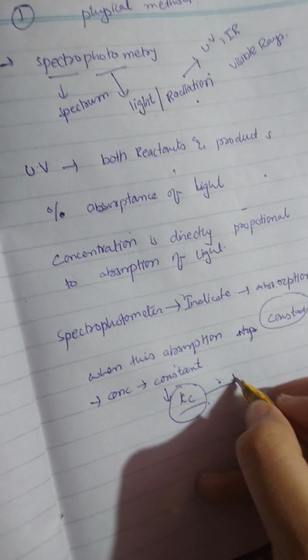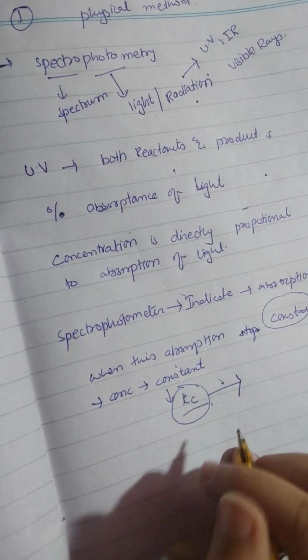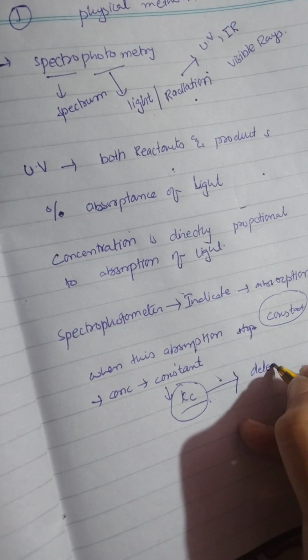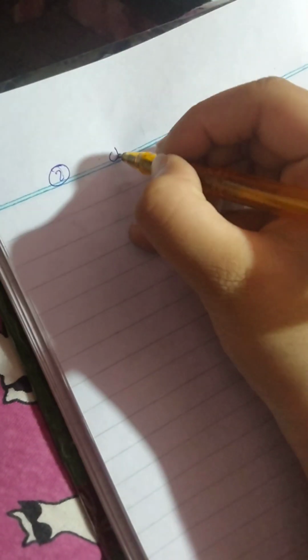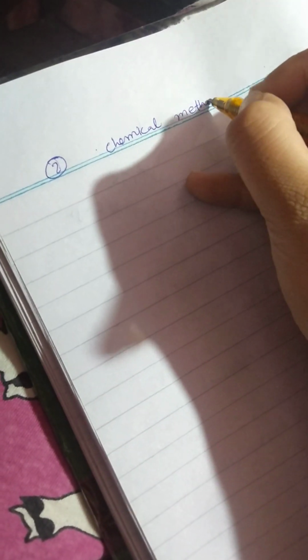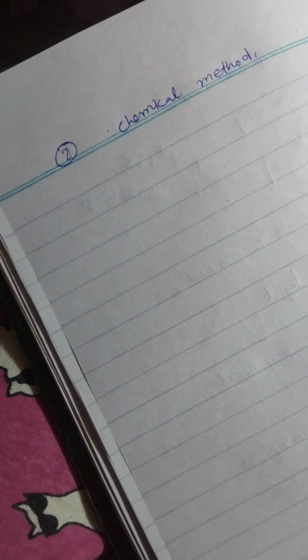So we can easily determine the value of Kc. Now the second method we have is basically the chemical method.